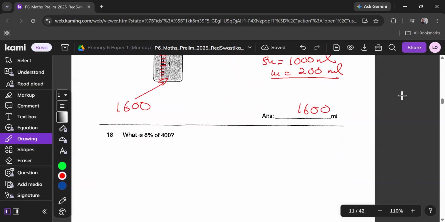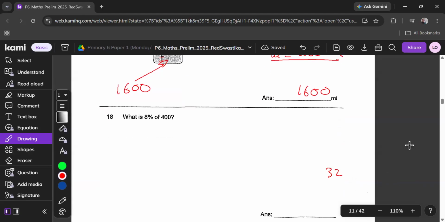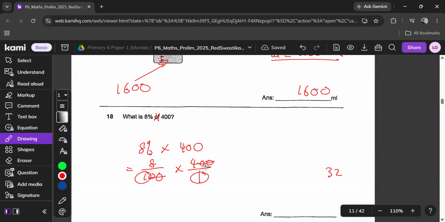Okay, next one. Question 18, your answer will be 32. And how do you get 32? Of means times. So 8% times 400. Change 8% to a fraction. Change the whole number to a fraction also. Then cancel 20, cancel 20. And when your denominator is 1 already, you cannot cancel anymore. So you multiply your fractions. 8 times 4 is 32, and 1 times 1 is 1.